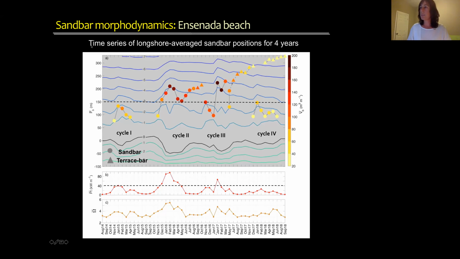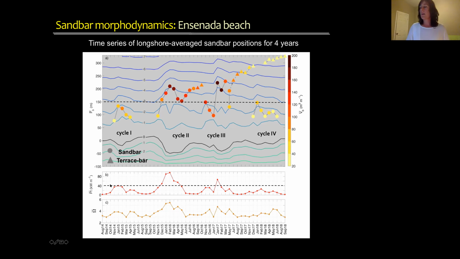It's a time series of longshore average sandbar positions for the 4 years. And we have the time at the bottom of the figure between August 2014 and September 2018. So these are the 4 cycles that I've just presented. We have the monthly averaged dimensionless fall velocity, omega, and the averaged total energy flux in kilowatts per meter. And I drew this dashed line for the total energy flux.